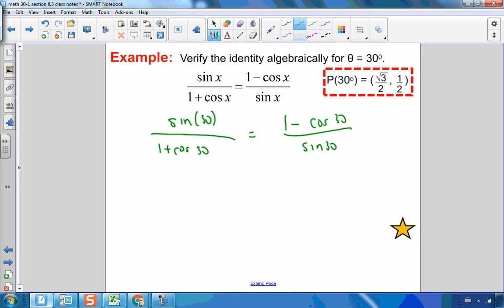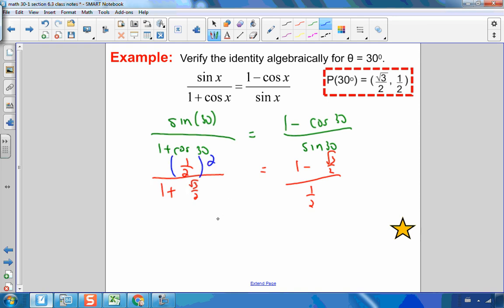I've listed it there. So let's use our unit circle to figure this out. So sine is a half. 1 plus cos of 30 is root 3 over 2, equals 1 minus cos of 30 all over sine of 30. Okay, so notice that I have a whole bunch of fractions here and they're all divided by 2.